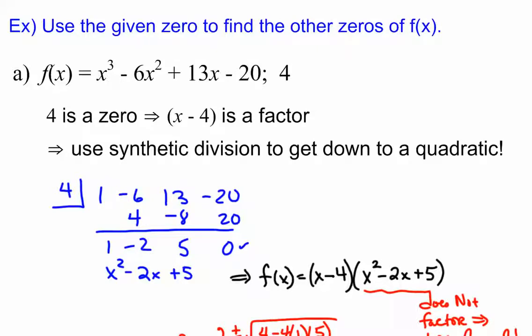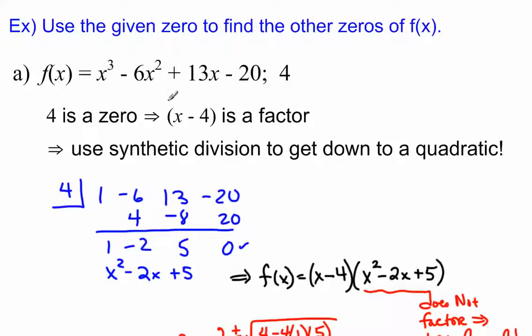Okay, here I've got a couple examples that we're going to look at of finding other zeros given one of the zeros. If I have this polynomial function f of x and I'm told that 4 is a zero, well, what does that tell me? It tells me I've got a factor of x minus 4, doesn't it? And if I have a factor, that means it should divide into this.